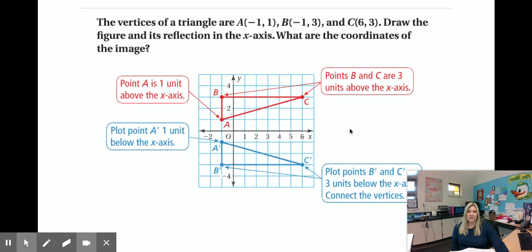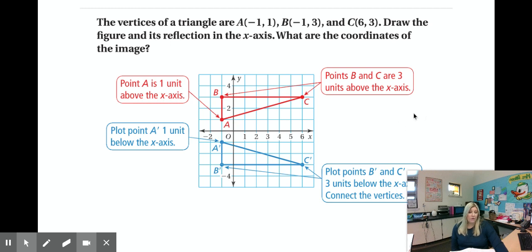Okay, so what that looks like when they plot it is, look, this A point is 1 up, so this one's going to be 1 down. Look at B. If B is 1, 2, 3 up, then we're going to start on the x-axis and go 1, 2, 3 down to make B prime. And with C, if it is 1, 2, 3 up, then we are going to start at the x-axis, the line of reflection, and go 1, 2, 3 down.